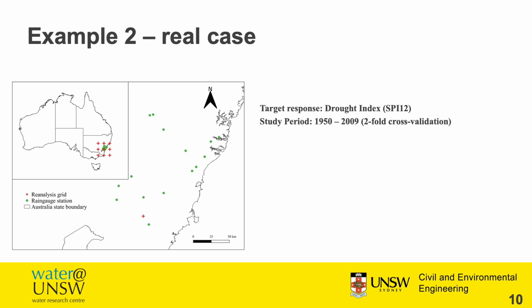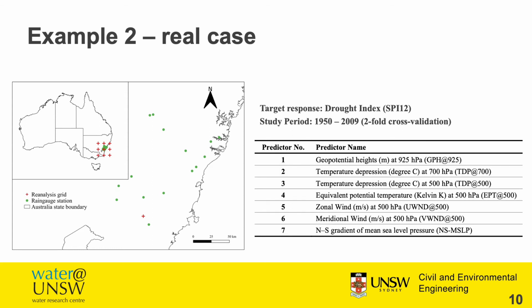A real case is also presented here to demonstrate our hypothesis. It is an application to downscaling drought index (SPI) across the Sydney region, Australia, including 15 stations in total. The study period is from 1950 to 2009, 60 years in total. And we adopt two-fold cross-validation. Therefore, the results we presented hereafter are cross-validated results for the entire period.